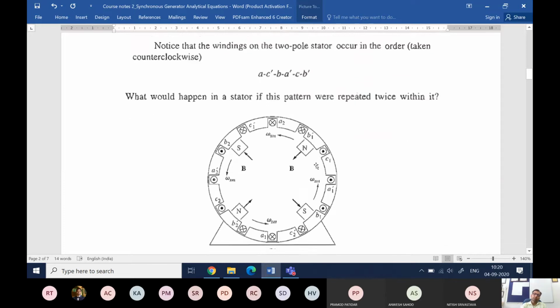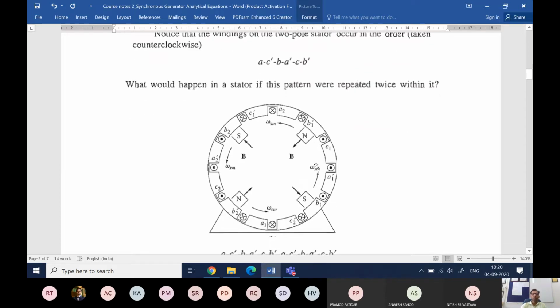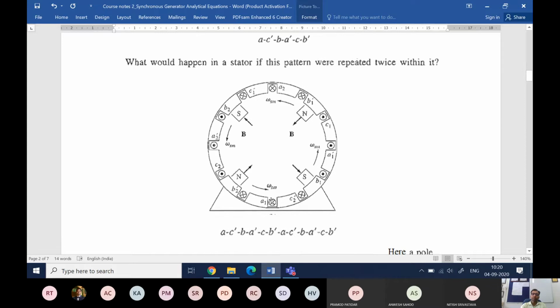Now what would happen if, instead of a two-pole machine, we have a four-pole machine, something like this. In this four-pole machine, as you can see, the same sequence A, C dash, B, A dash, C, B dash gets repeated twice. You start from here, A, C dash, B, A dash, C, B dash. This completes one half. Another half, again A, C dash, B, A dash, C, B dash. So in one revolution, you are completing two cycles.